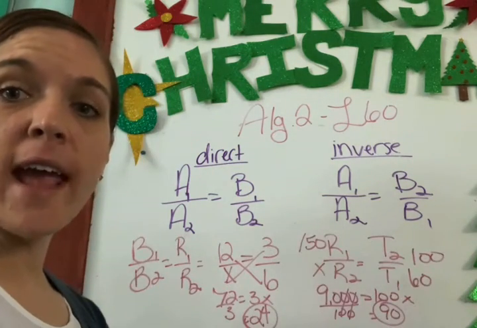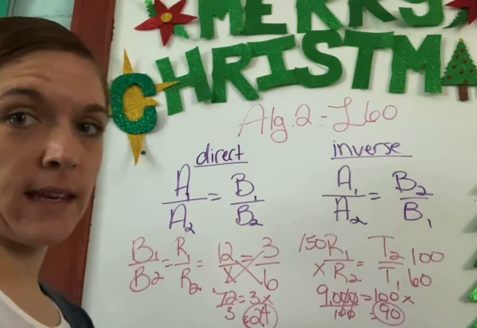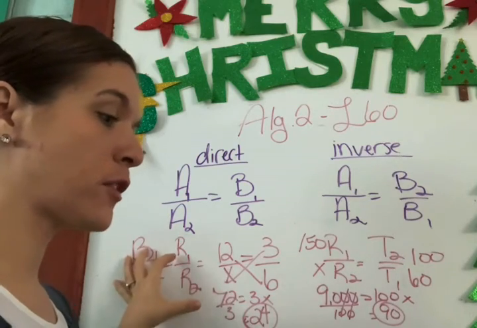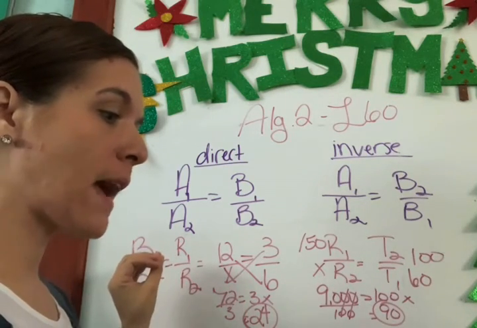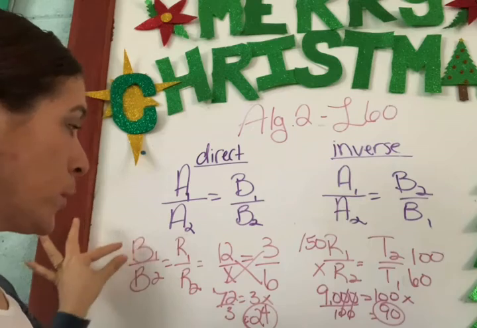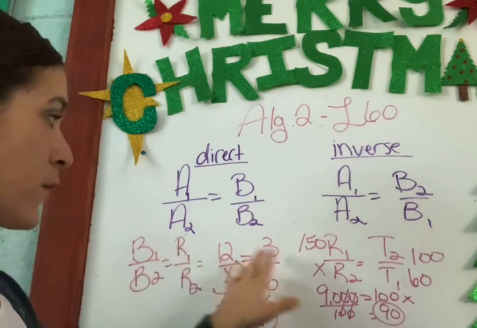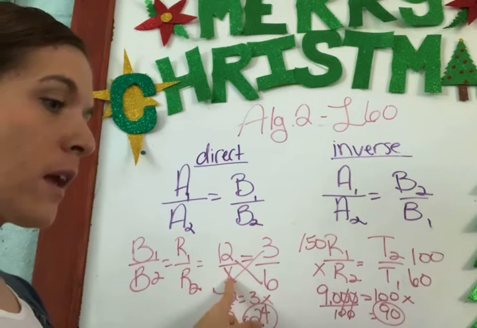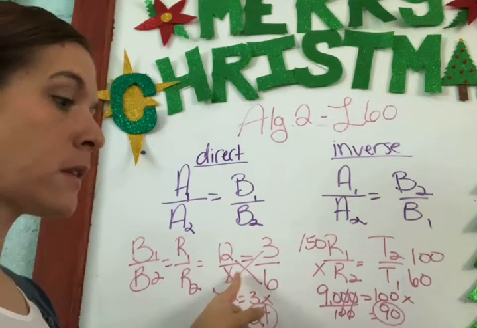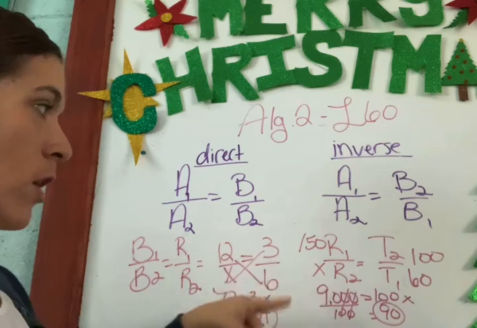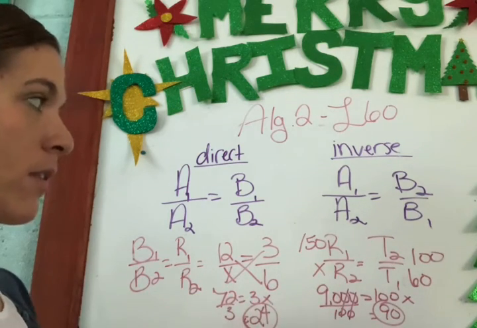Okay guys, so letter A is 24 and letter B is 90. If you need an explanation, let's do it here. The first one was direct. So we had blue birds over red birds. We had 12 and 3 for the first one, and then we were looking for the other blue birds when there were 6 red birds. Crisscross and multiply, we get 72 divided by 3, so that's 24.